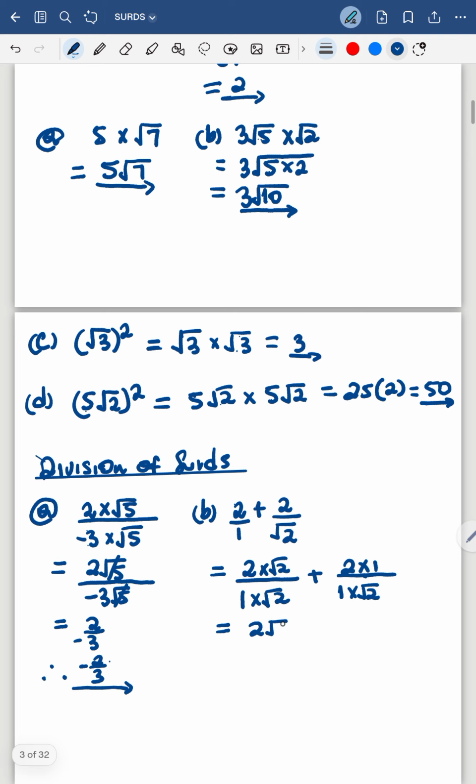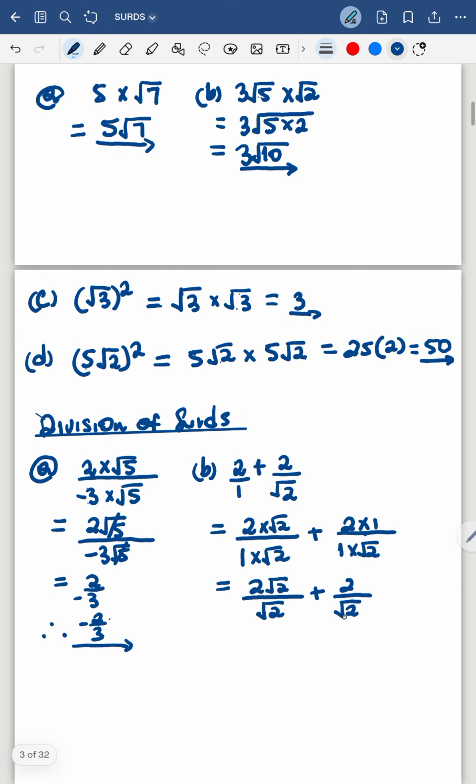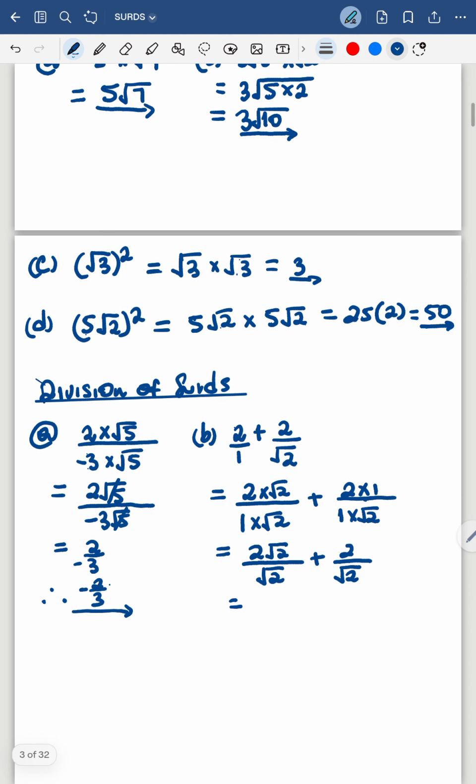So if we can now continue, this is 2 multiplied by root 2, it's going to be 2 root 2. Then 1 multiplied by root 2 is root 2. Then 2 multiplied by 1 is 2. Then 1 multiplied by root 2 is root 2. So now we see our method of adding fractions. I'm still going to share the lesson of addition and subtraction of fractions so that you can see.